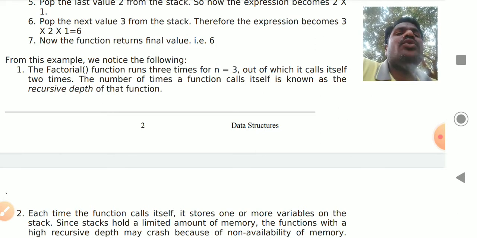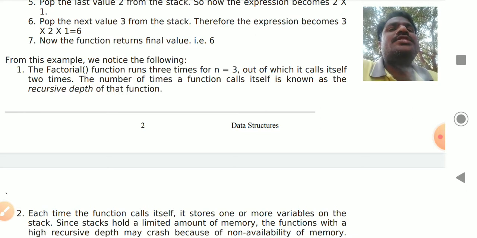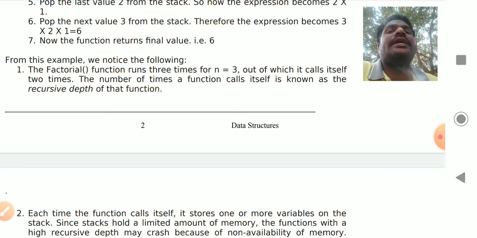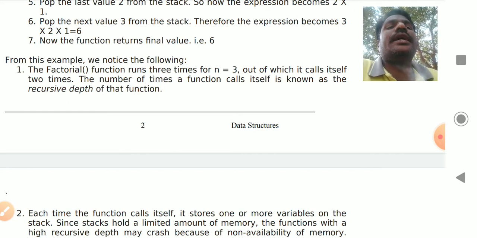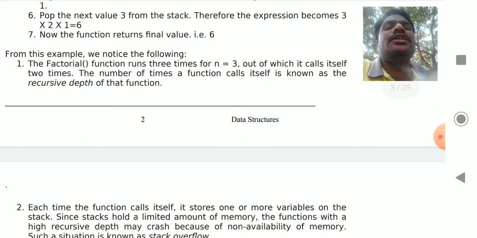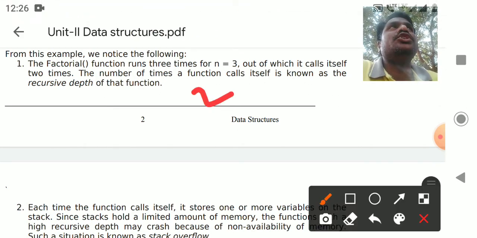So, this is called the recursive depth. Here when n is equal to 3, the function is called 3 times. The number of times a function calls itself is known as the recursive depth. So, here the recursive depth is 2, because the function calls itself only 2 times.